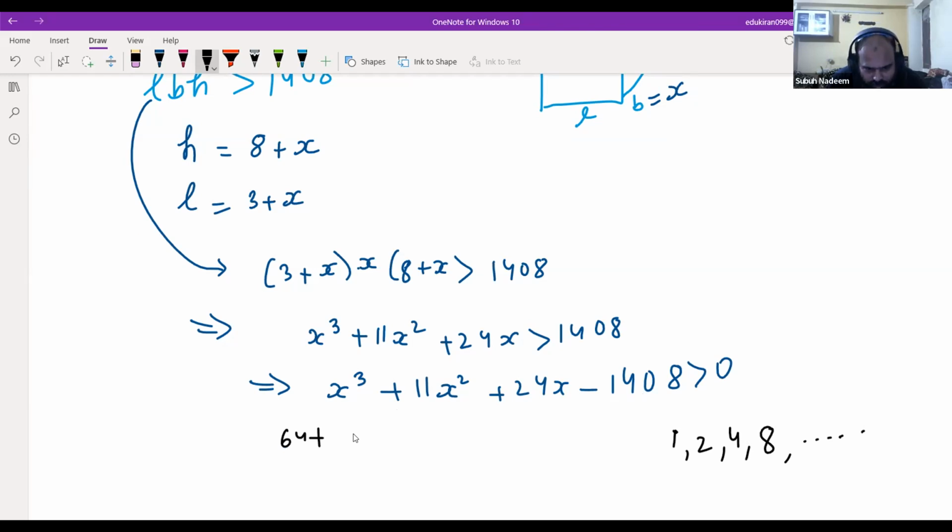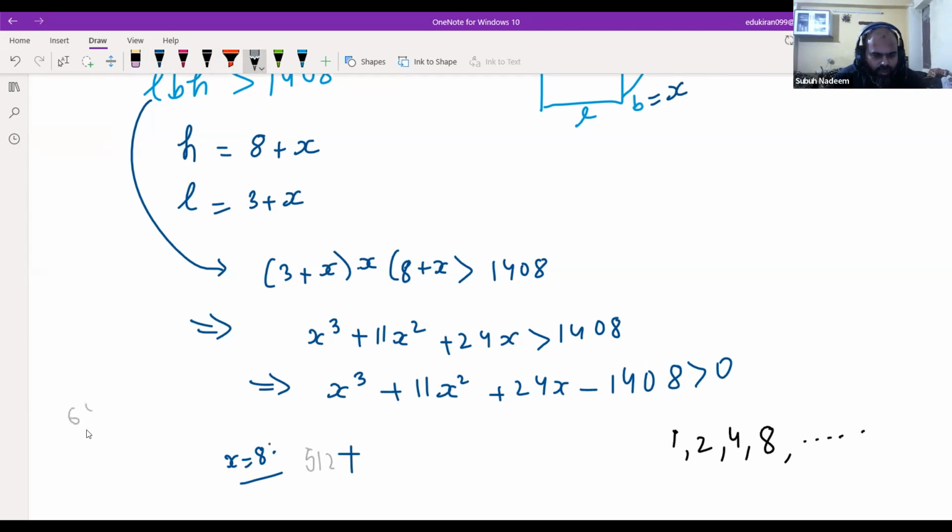It will also not be a factor, like 16 into 11 is not that big, and 24 into 4 is not that big. 8, let us talk about 8. So if we take 8, maybe 8 may be a factor. So when you put x is equal to 8, 8 cube is not 64, it is 512. 8 square is 64 into 11.